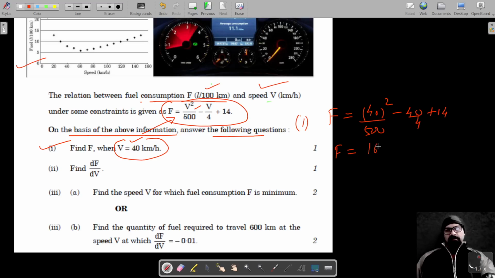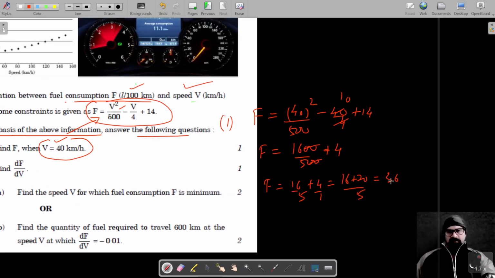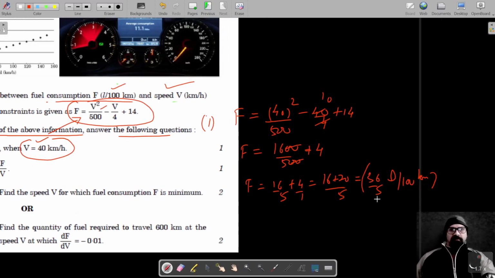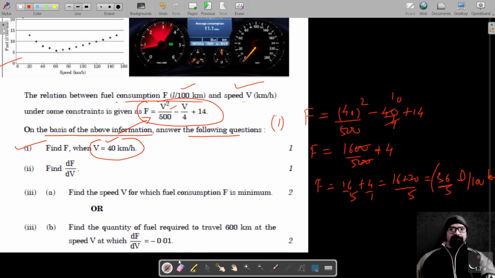So 40 square is 1600 divided by 500, which is 16 by 5. Minus 40 by 4 is minus 10, and minus 10 plus 14 is plus 4. Now this is equal to 16 by 5 plus 4, which is 16 plus 20 by 5, that is equal to 36 by 5 liter per 100 kilometer. This is the fuel consumption when the speed is 40 kilometer per hour, that is 36 by 5 liter for every 100 kilometer.